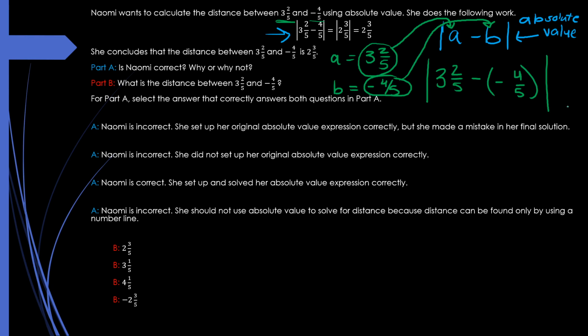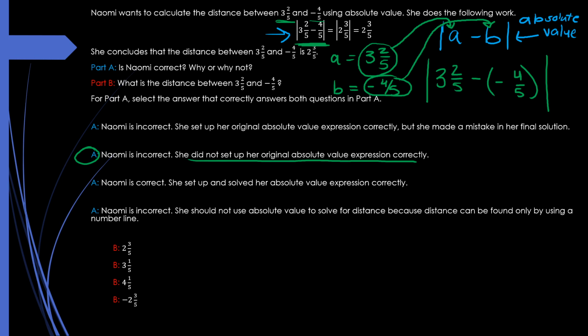So if we look at our equation compared to Naomi's up here, ours has that extra negative, right? Which means that when Naomi was substituting her numbers into her distance formula, she forgot that extra negative. Maybe she thought that minus sign counted as the negative, but it does not. Okay, it's very different. So no, Naomi is not correct. She is incorrect, and she did not set up her original absolute value expression correctly. So knowing that she didn't set it up correctly, the distance between these two numbers is going to be different.